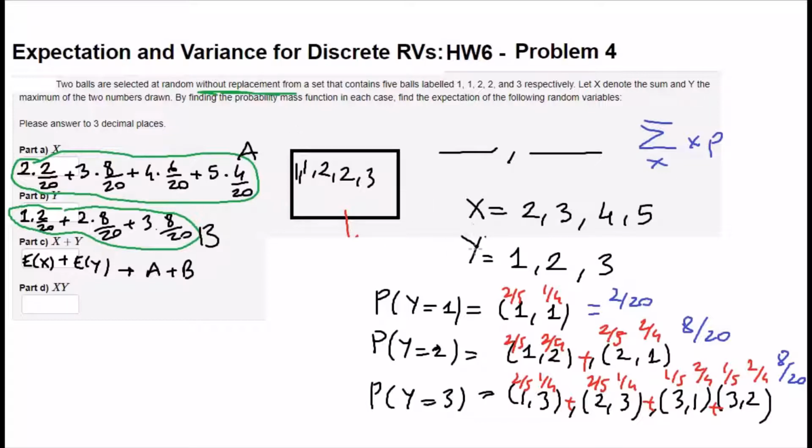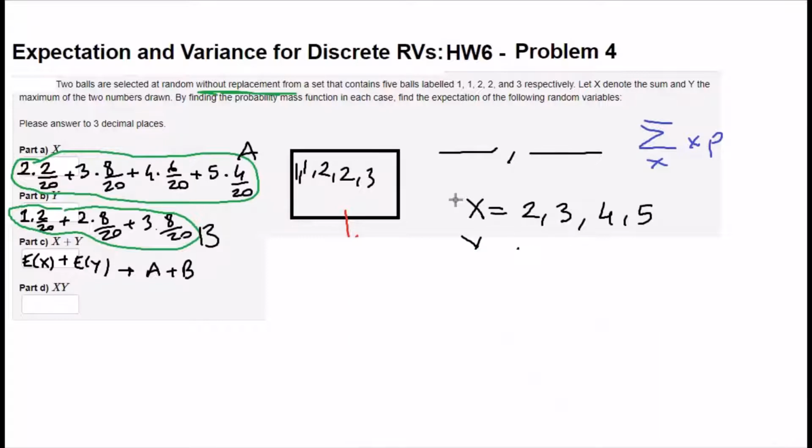How do we know that? Because if we test for independence, let's do it here simply. If two events are independent, their intersection is equal to their product.